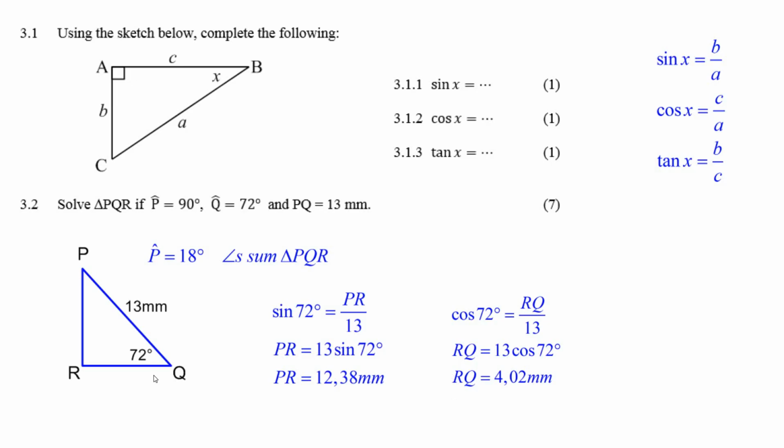For the same reasons, if you go cosine, RQ, the other side we don't know, over 13 is the cosine. So 13 times the cos of 72, that gives you RQ, and it's 4.02 millimeters. Now you could have gone 13 squared minus 12.38 squared and taken the square root and got very close to this. So you could use Pythagoras to have found RQ. It'd be another way of doing it. Okay.